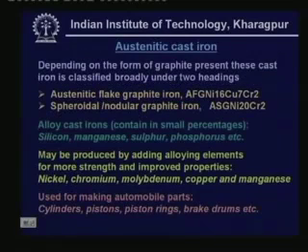Now this is austenitic cast iron. What is this? Depending on the form of graphite present, this cast iron is classified broadly under two headings. One is austenitic flake graphite iron, another is austenitic spheroidal nodular graphite iron. One has the flake form of graphite, and the other, as we discussed in the last class, has the spheroidal nodular graphite form.